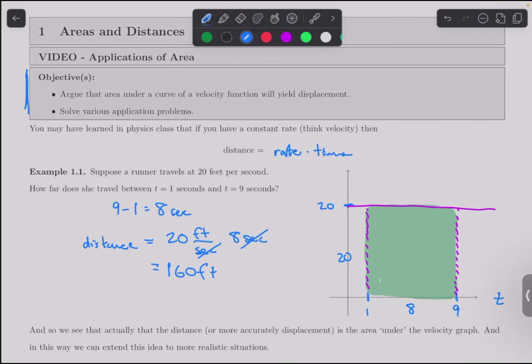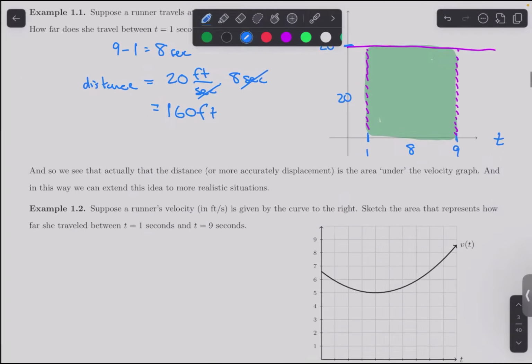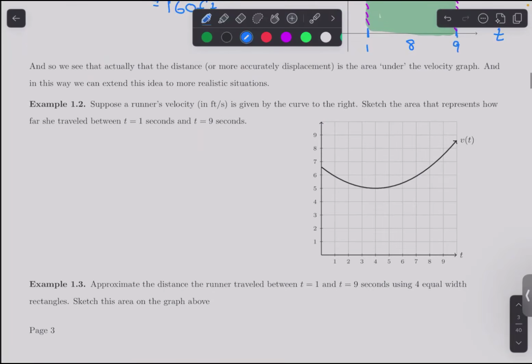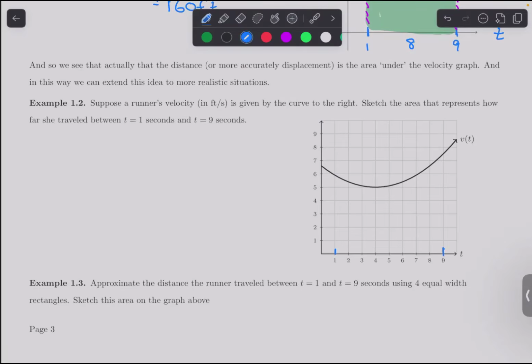Now, of course, in the real world, it's unlikely that you ever have a constant velocity, especially with a runner. This is going to be changing. So here is something a little bit more accurate. But you can see that it's also more challenging, because if I want the area under this curve, from t equals 1 second to t equals 9 seconds, from 1 to 9 here, I'm interested in this area, if I'm interested in how far they traveled.